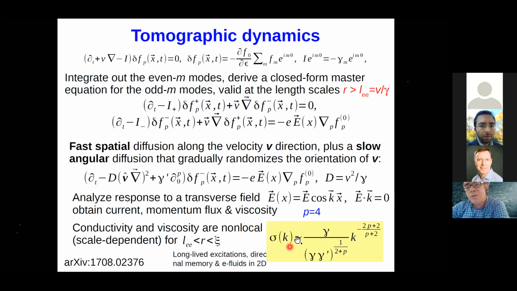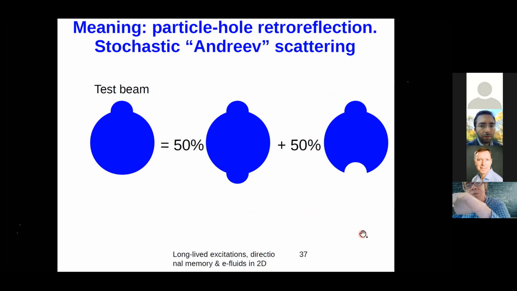And there is a similar power law for viscosity, and p equal 4 describes the rate of angular relaxation of the odd harmonics, and so that gives some exponent, 2/3 or something like that, right? And it leads directly to various interesting experimental predictions, and more on that in a moment.